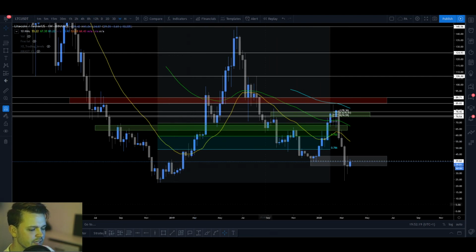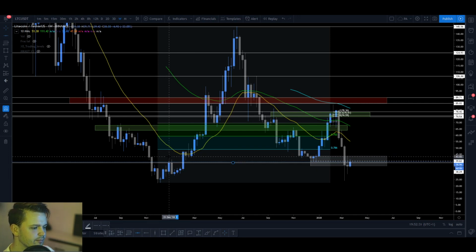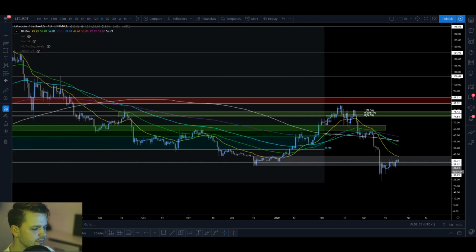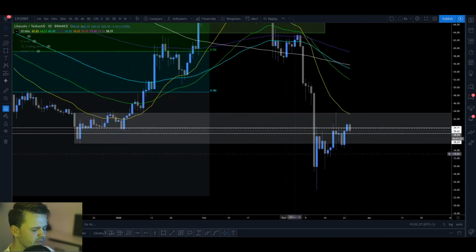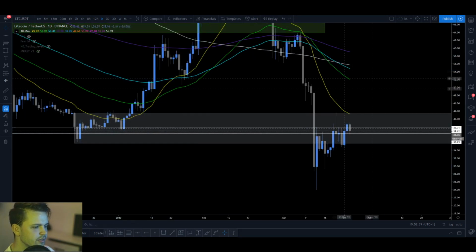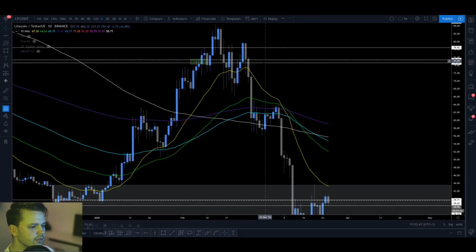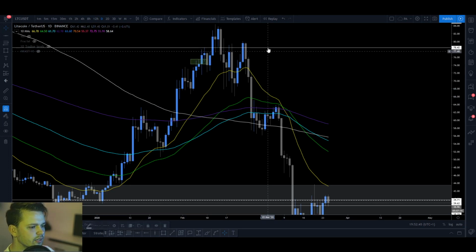We also have, is it confluent? Yeah, it's confluent with this area right here. Let's add a horizontal here. Let's add another one here. All right, let's go into the daily. Let's remove the fib right there. We don't need that one anymore. And let's remove that one and this one and that one. Everything's got to go.